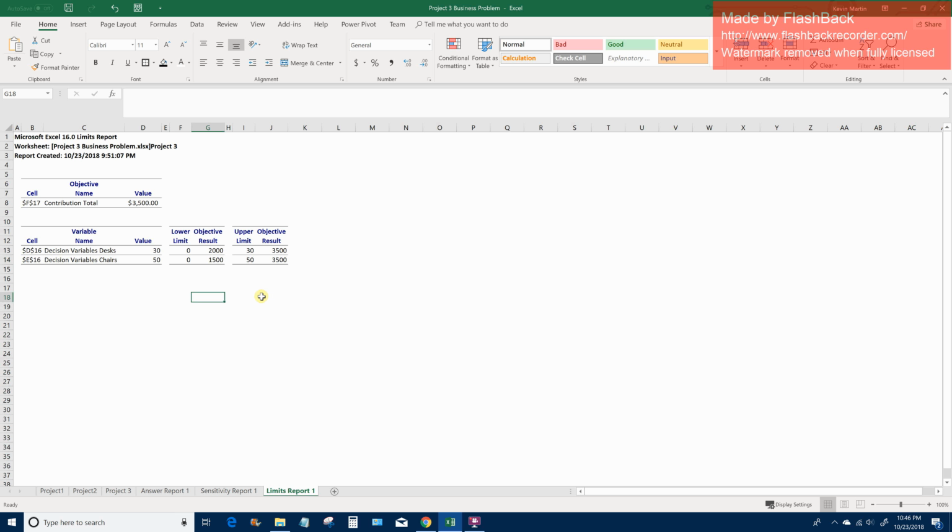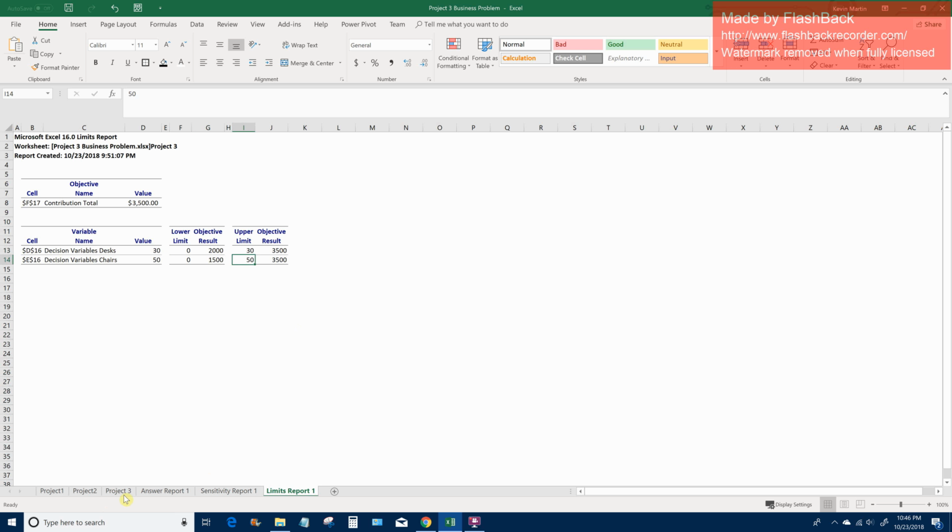Nothing shocking here because you can see that we ran it for the max. So of course our lower limit is going to be 0 because we don't allow negative values in there as well. And our upper limit is 30 and 50 because again, we ran it for the max.